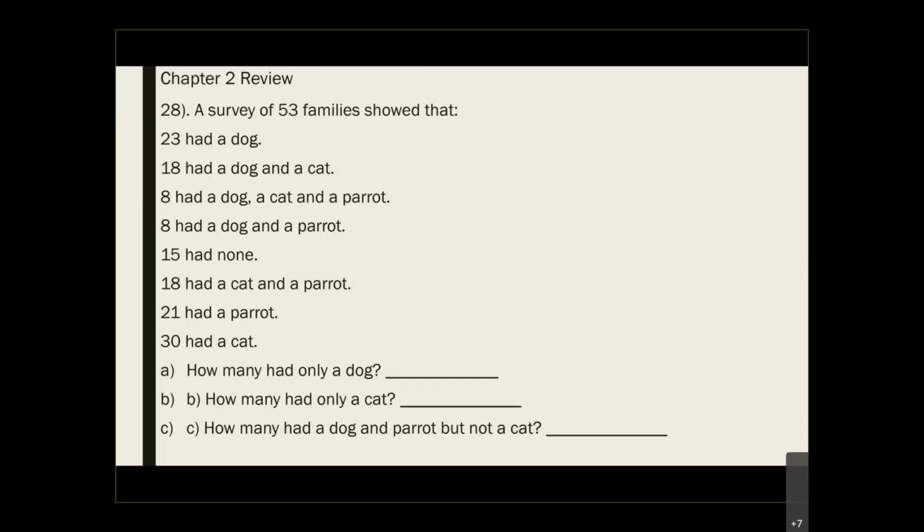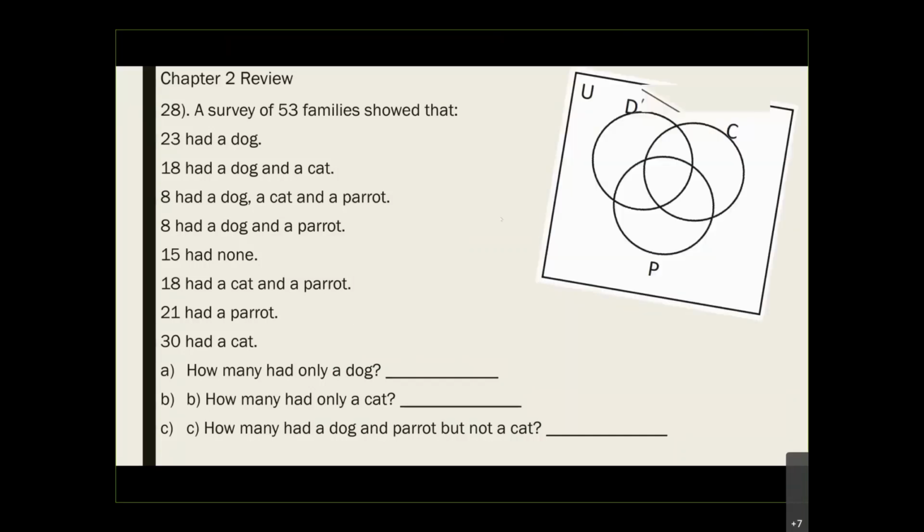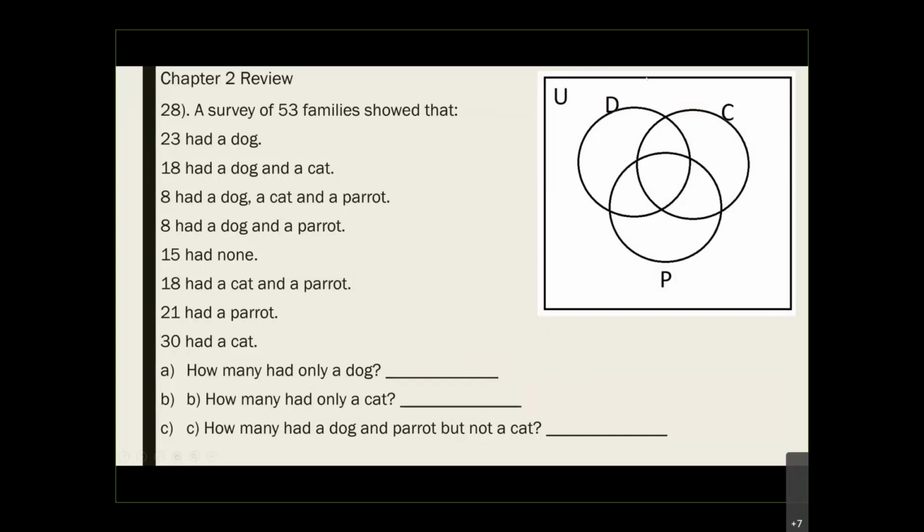The last item is the survey question. Our goal is to answer A, B, and C, right? But before we can answer A, B, and C, reminder, what do we need to do first? The one thing that we have to do is construct the Venn diagram, right?